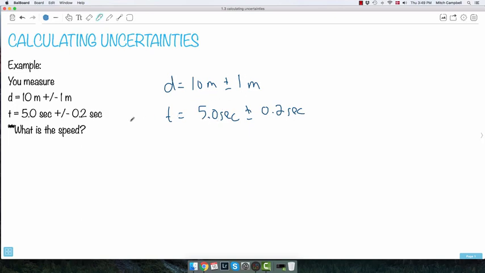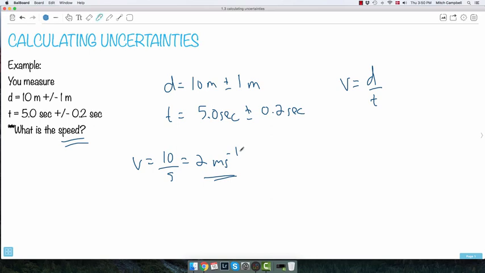You're measuring distance and a time, and you want to know the speed. If you remember the simple equations, speed is just distance over time, or displacement over time if you want velocity. So speed is just d over t, so that's just 10 over 5. So that's just 2 meters per second, right? But is it? Here's the problem.